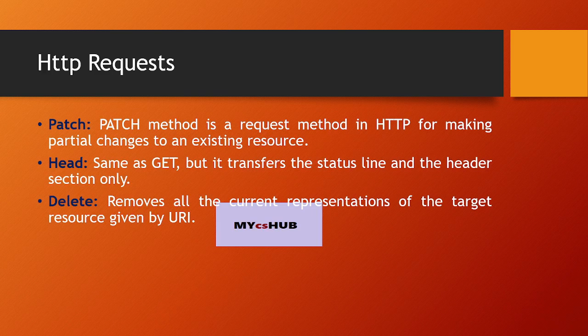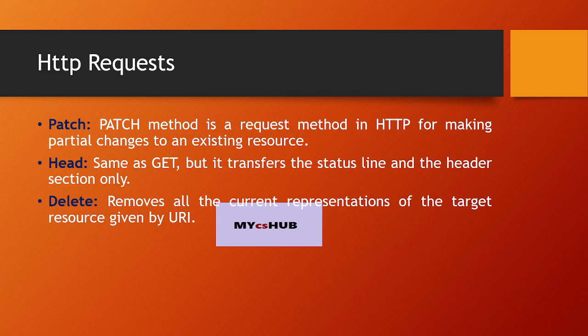Thereafter, we have PATCH. The PATCH method is a request method in HTTP for making a partial change to an existing resource. So, for the same example, like the profile, if you want to make a few partial changes, then in that case the PATCH request will be used. Not everything will be replaced here. Only the partial changes will be done.